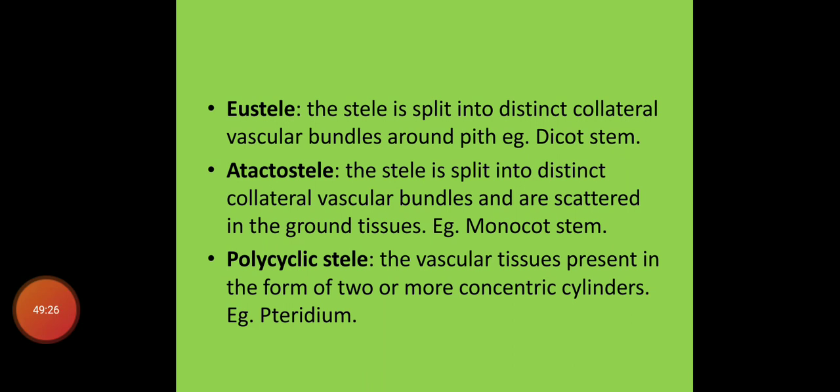And atactostele: the stele is split into distinct collateral vascular bundles scattered on the ground tissues. Example, monocot stem. And polycyclic stele: the vascular tissues are present in the form of two or more ring-like, concentric cylinder-like structures. Example, Pteridium. This stelar development was first initiated in the pteridophytes.